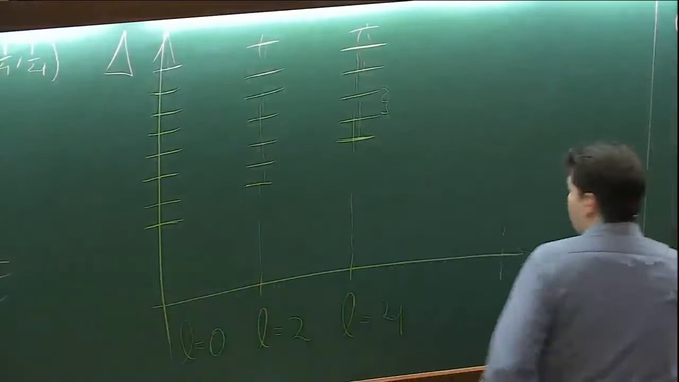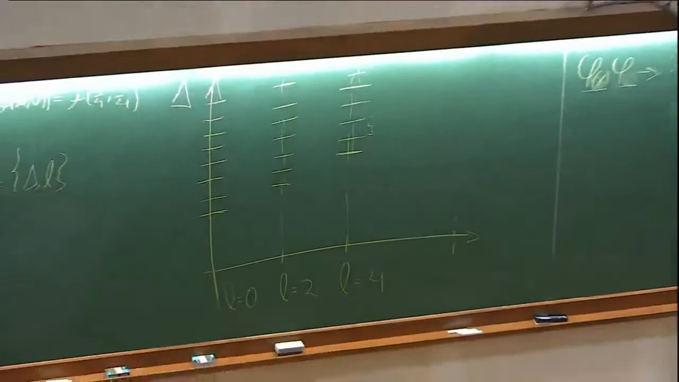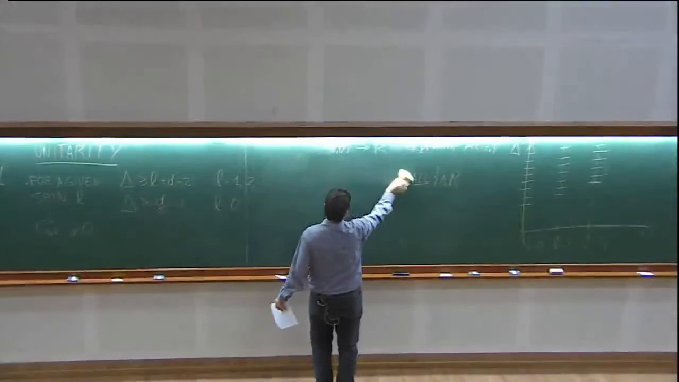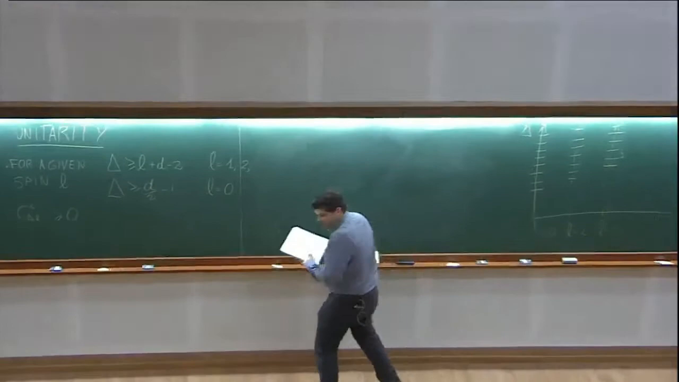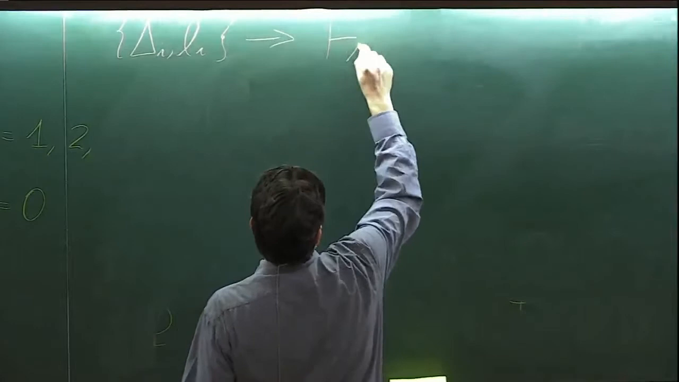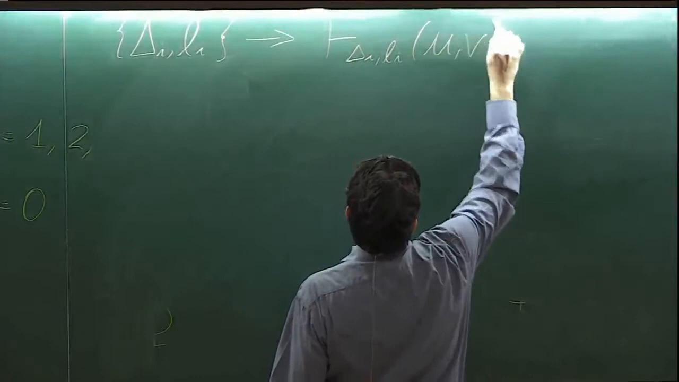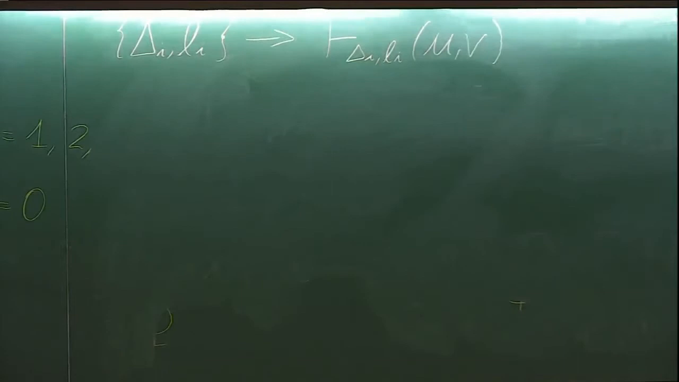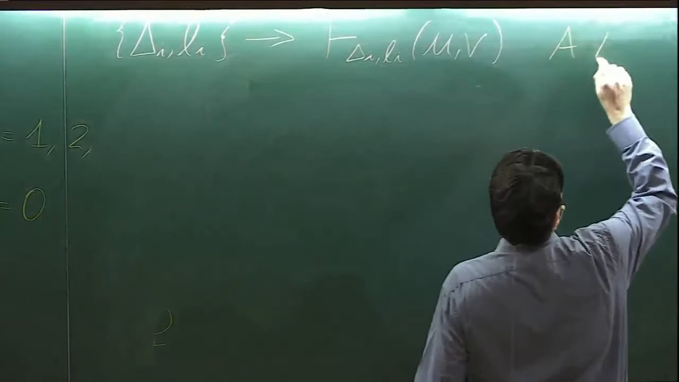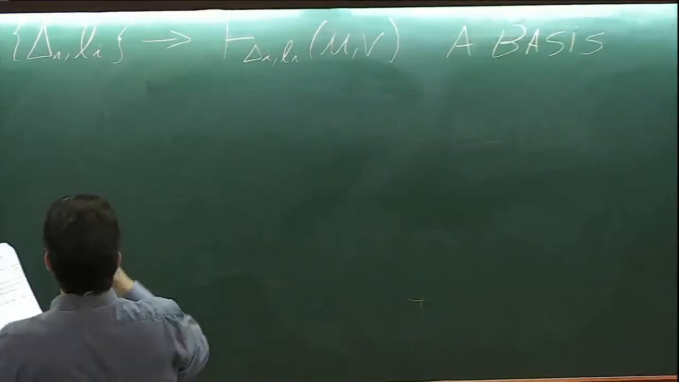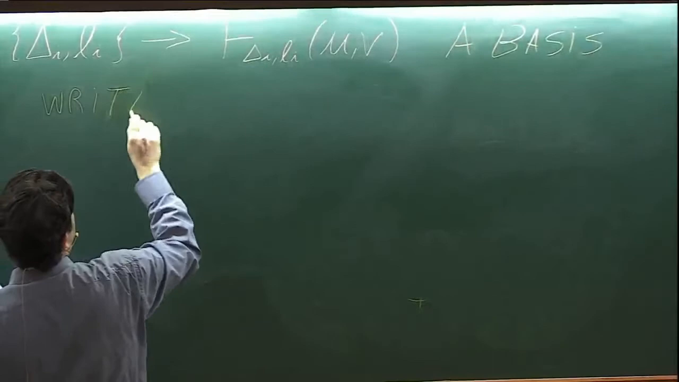Another way to see this more mathematically, and I think this is a nice way to see it, is that when you have picked a spectrum, you can interpret it. Imagine that I give you a spectrum, delta L, and this spectrum is equivalent to choosing a basis of functions f delta L. Mathematically, what you are doing is writing one in that basis.